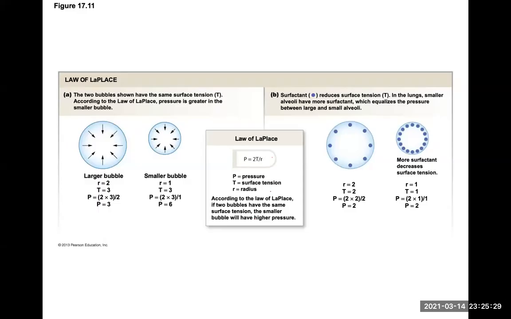So surfactant is a mixture of proteins and phospholipids that are going to interfere with water's ability to hydrogen bond. So the smaller alveoli have more surfactant than the larger ones do, which means the tension gets reduced to equalize the pressure between the small and the large, so the work to inflate them is going to be equal.